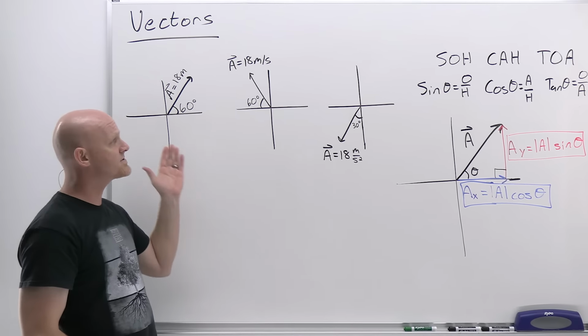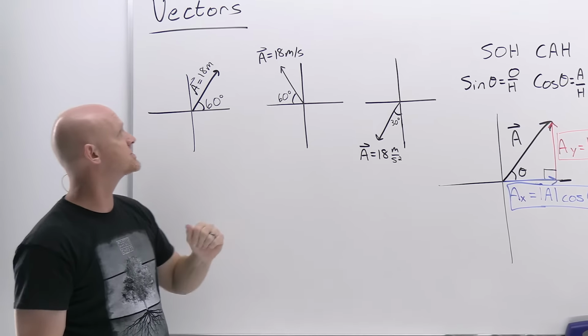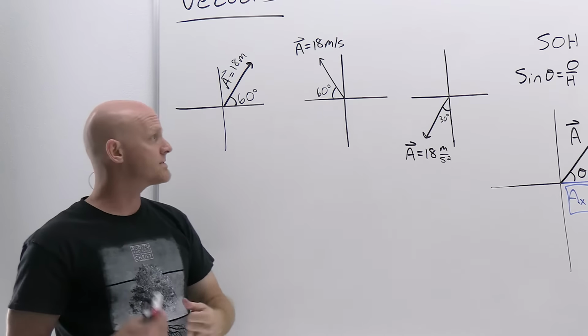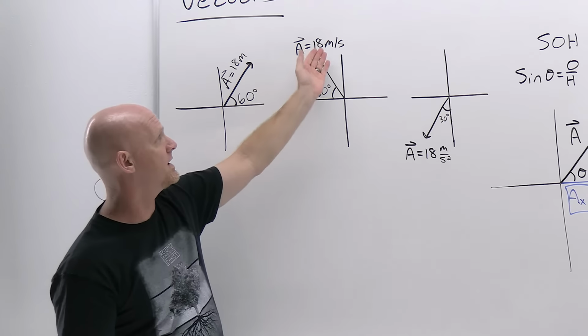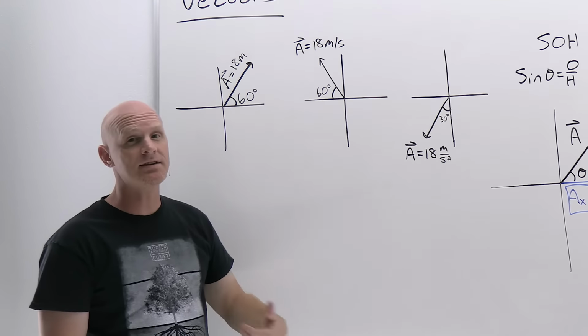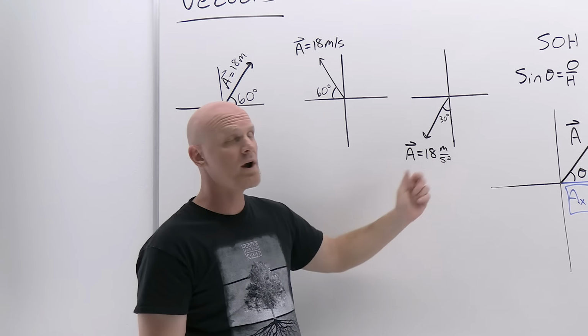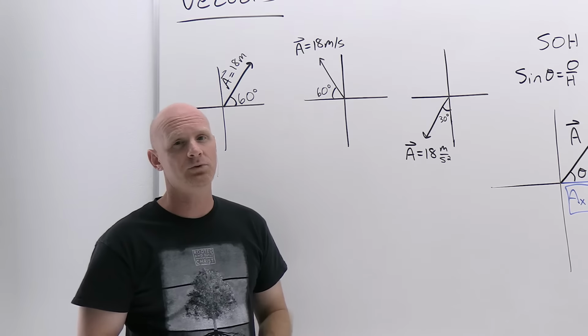All right, so here we've got three different vectors. You can see the first one here is a vector equal to 18 meters, so it's got units of length. The next one's a vector of magnitude 18 meters per second. It's got units of velocity. And the last one's 18 meters per second squared. It's got units of acceleration.